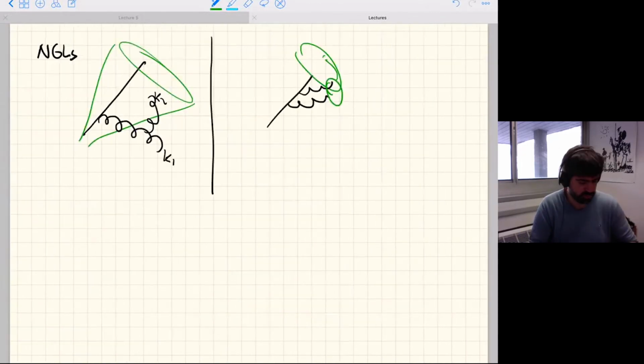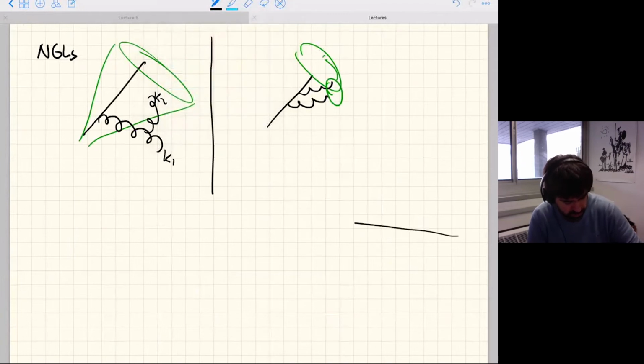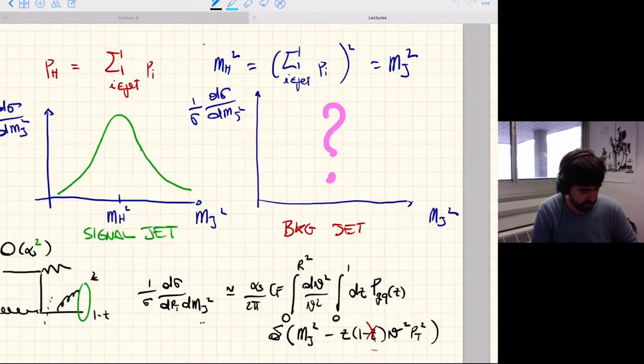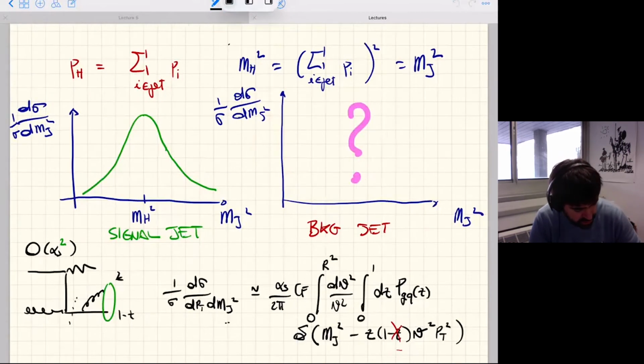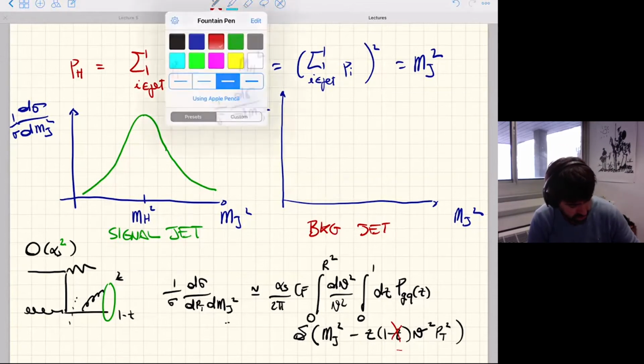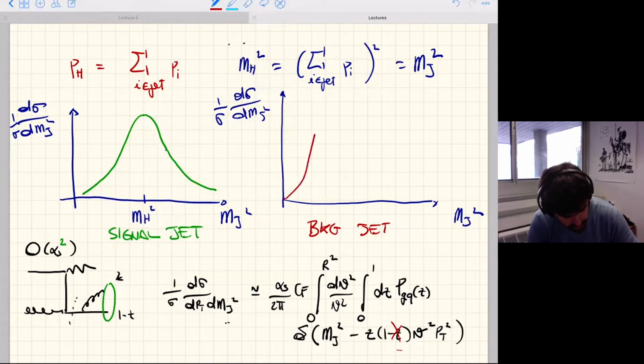Okay, so let's go back to our original plan. Remember, we want to understand what is the jet mass distribution for the background. And now we found it. So it's an exponential modulated by this first emission contribution. If you plot it, it has a pseudo-Sudakov factor and then a tail.